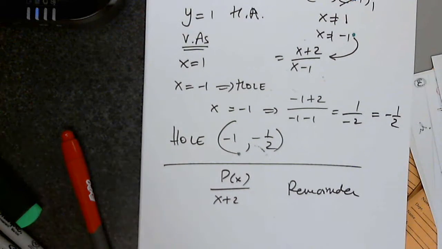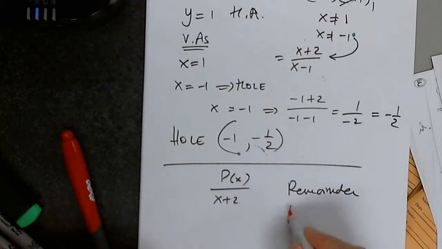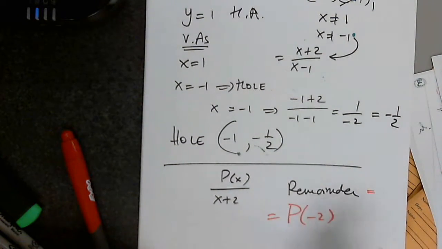Very important. Remainder theorem and factor theorem. So how do I find the remainder of such a division? I'm not asking you to find the quotient. I'm only asking you to find the remainder. How do I find the remainder? P of, exactly, careful, P of, exactly. So the remainder is P of -2.